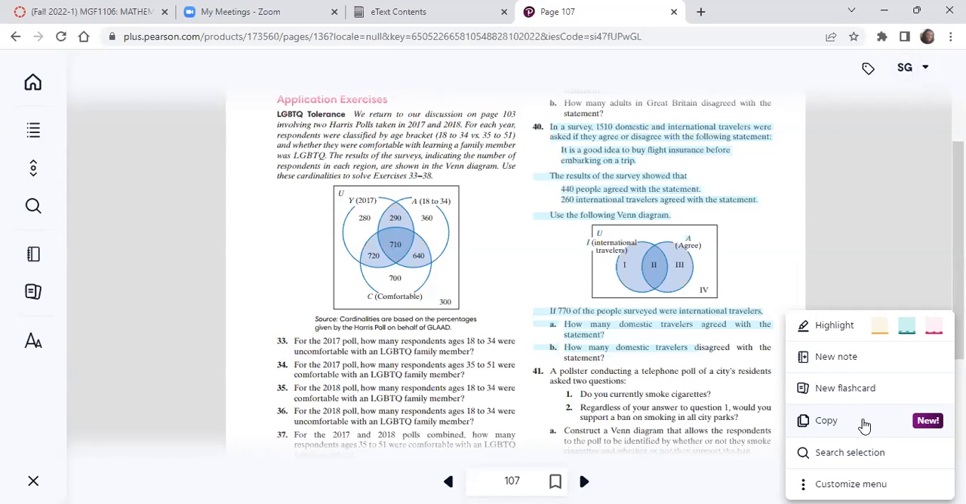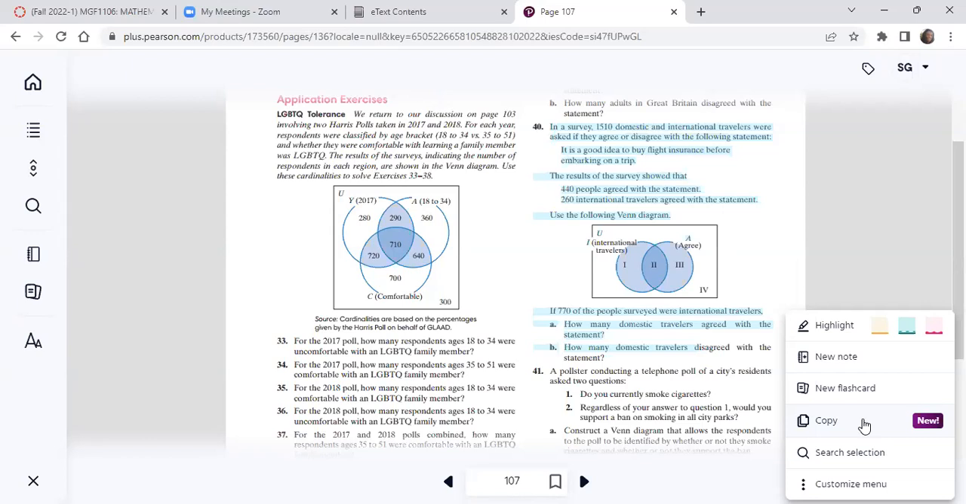And those travelers were asked if they agree or disagree with the following statement: it is a good idea to buy flight insurance before embarking on a trip. The result of the survey showed 440 people agreed with the statement that it is a good idea to buy flight insurance before embarking on a trip.